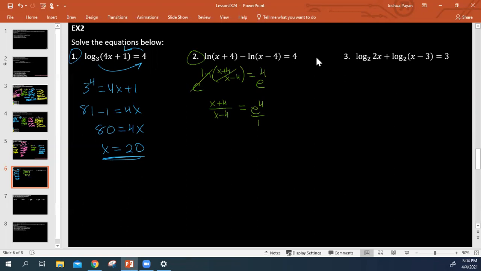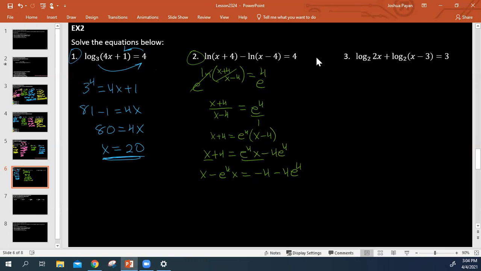Okay, so what I'm going to have to do now is put e to the 4th over 1, and I can go ahead and cross multiply here. So I'm going to have x plus 4 is equal to e to the 4th times x minus 4. And this is going to get a little bit ugly. It won't be that bad. So I'm going to have e to the 4th times x minus 4 e to the 4th. And I've still got the x plus 4 sitting over here. So I want to get all my x's on one side and all my constants on the other. So I'm going to have x minus e to the 4th x is going to be equal to negative 4 minus 4 e to the 4th.